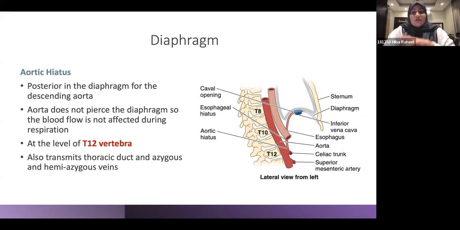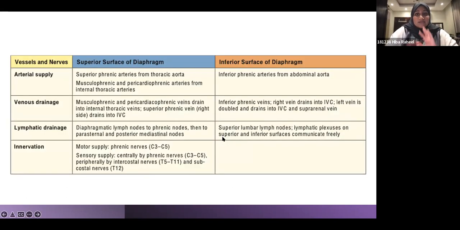And so along with the aorta, you have the thoracic duct, in which all the lymphatics of the body drain in, and we have the azygous and hemiazygous veins. All right. Now, this is a very important table.